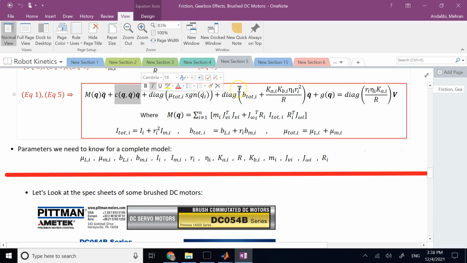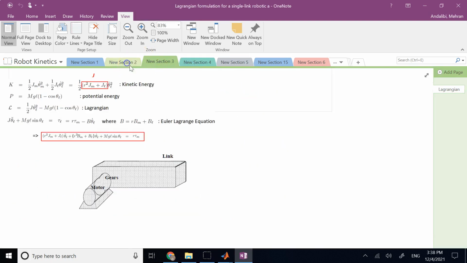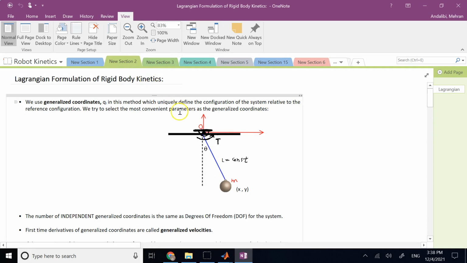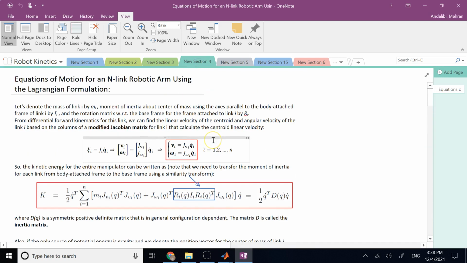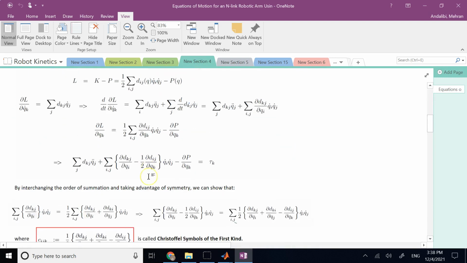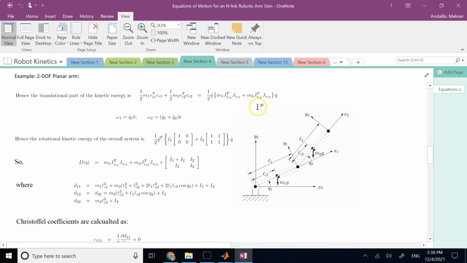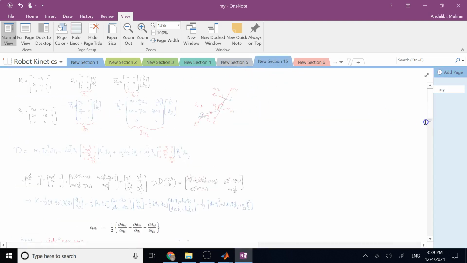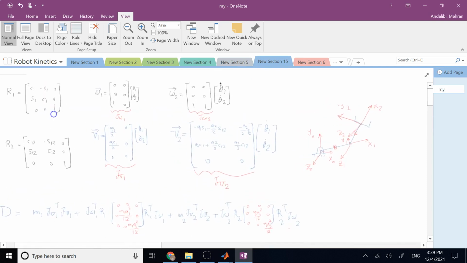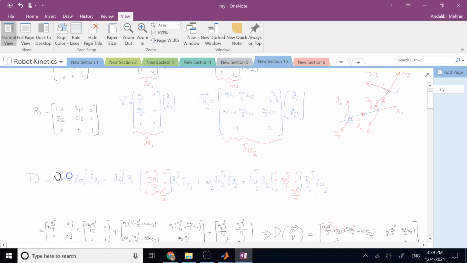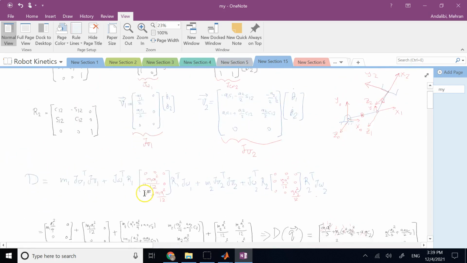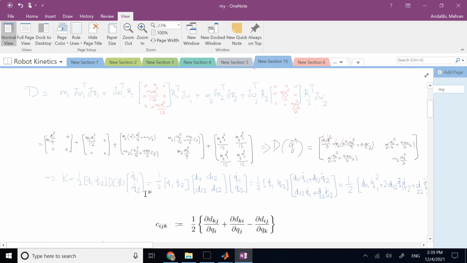I found all of those in one of my previous videos where I talked about equations of motion for an N-link robot using the Lagrangian method, if you remember, right? So I guess it was in this video here with these notes that I went over this example. And then I derived for you the J_vs, the J_omegas for this robot, the I matrix for each link, the rotation matrix for each link, and we calculated the D matrix.